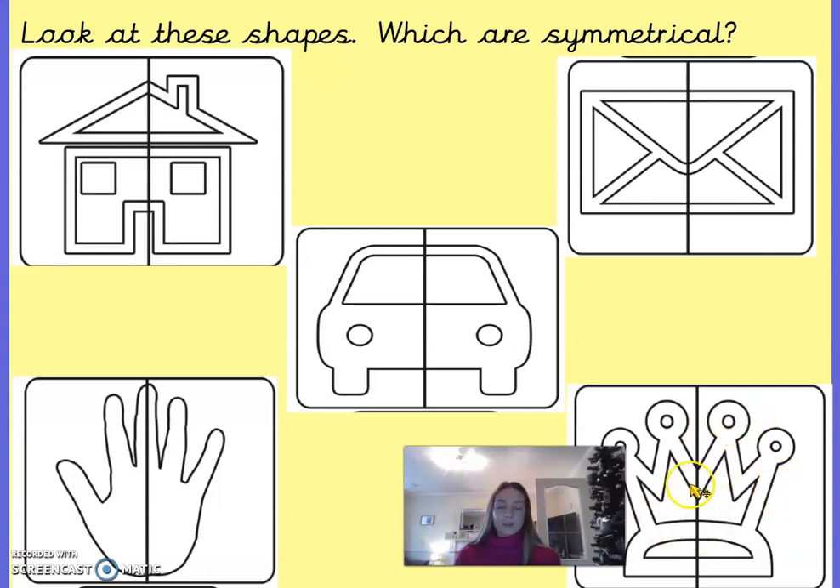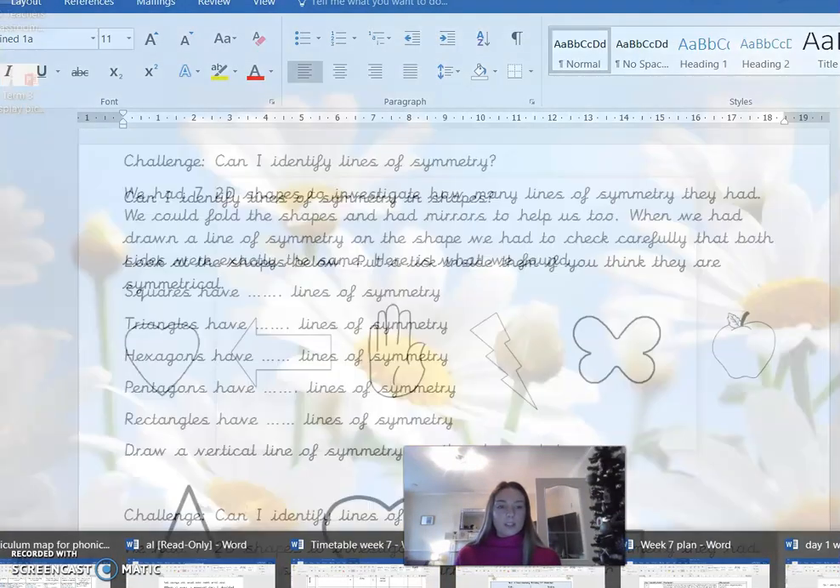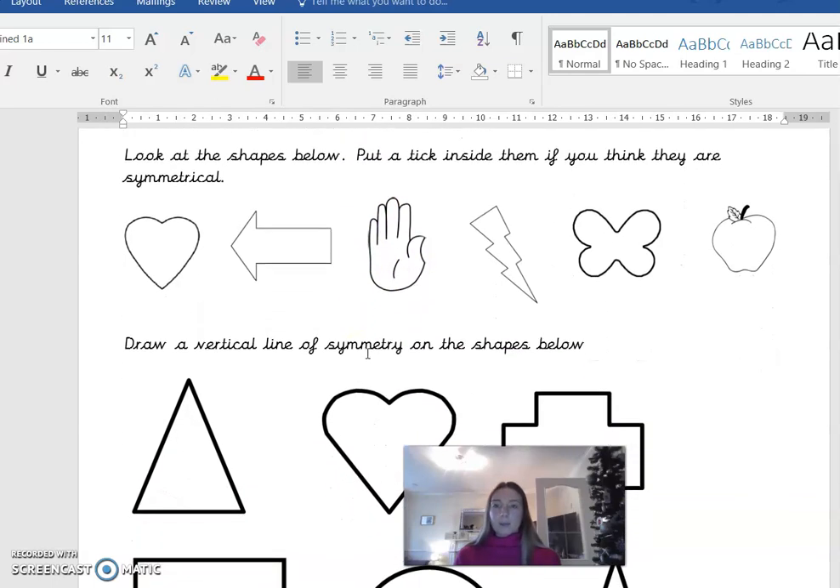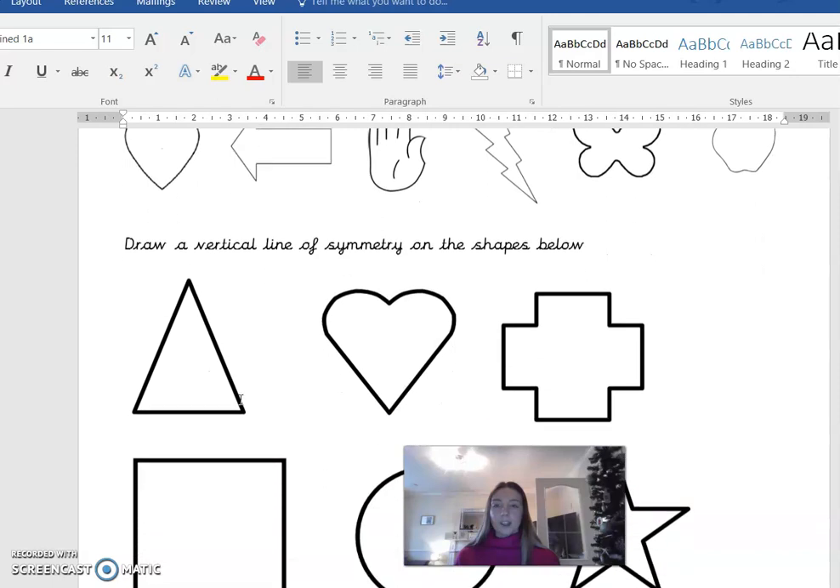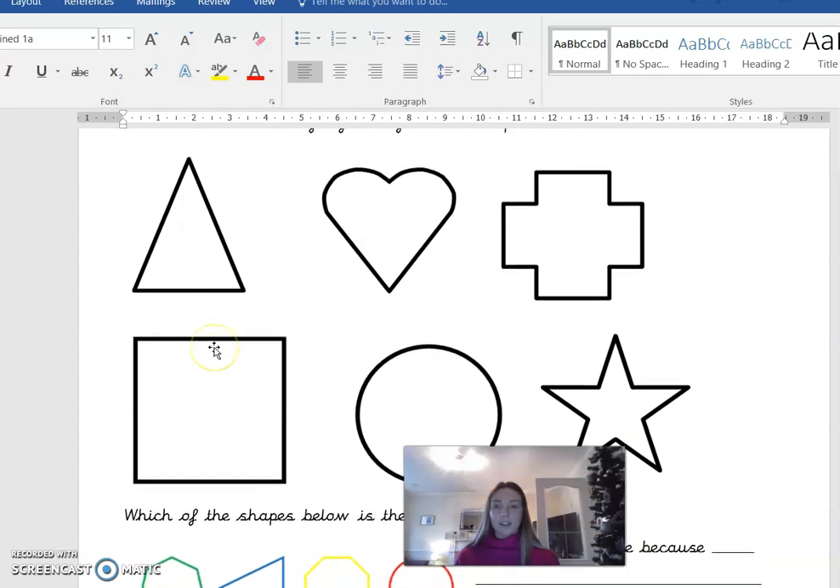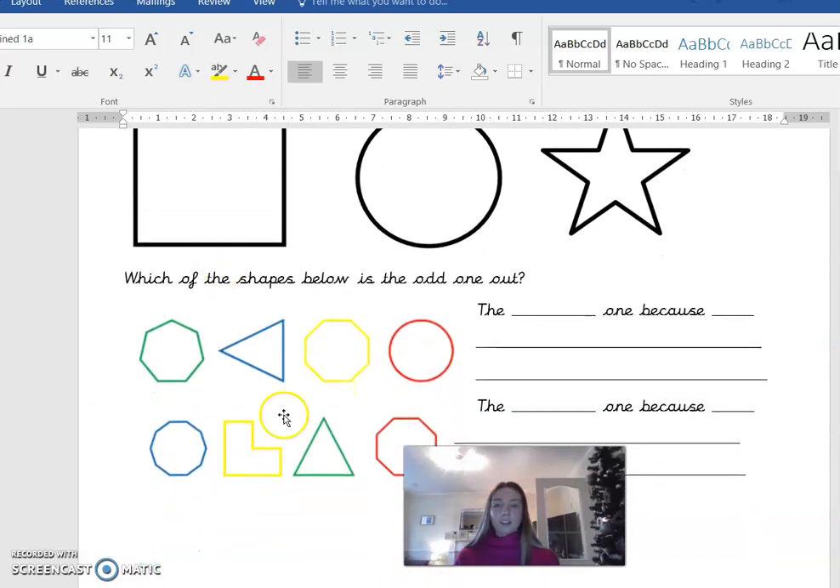The crown is symmetrical. So you have got a couple of different jobs today. Your first job is you're going to have a go at this activity here. So it says, have a look at the shapes below and put a tick inside them if you think they are symmetrical. The next part you will need a ruler for, and it says draw a vertical line of symmetry on the shapes below. So you're having a go at using your ruler to draw a vertical line of symmetry in each shape. And then the last question is like we had a go at in the input, which says which shape is the odd one out, and you need to make sure you explain why you think it's the odd one out.